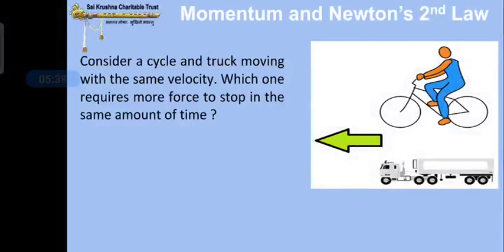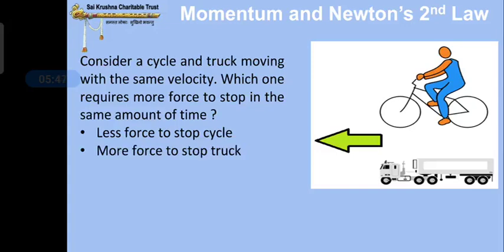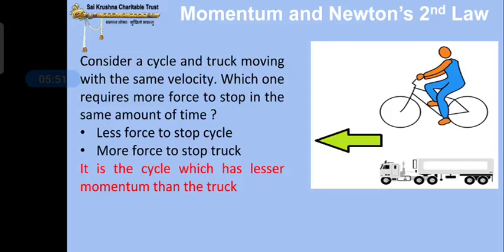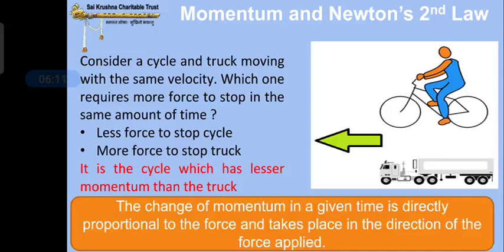So momentum and Newton's second law. Consider a cycle and a truck moving with the same velocity. Which one requires more force to stop in the same amount of time? Less force to stop the cycle and more force to stop the truck. Yes or no? It is the cycle which has lesser momentum than the truck. Why? Because the mass of the cycle is less and the mass of the truck is more. Therefore, whichever the mass is less will have less momentum because P is equal to m into V.